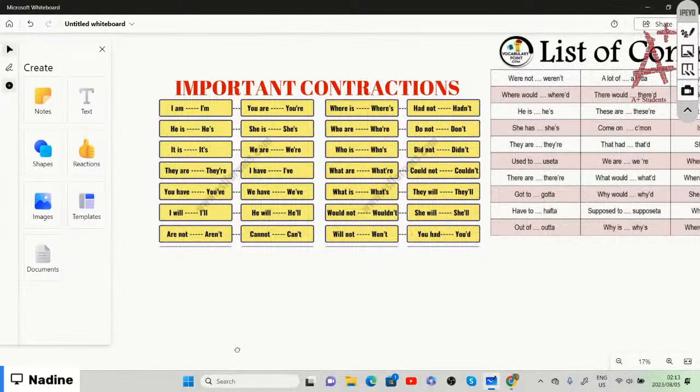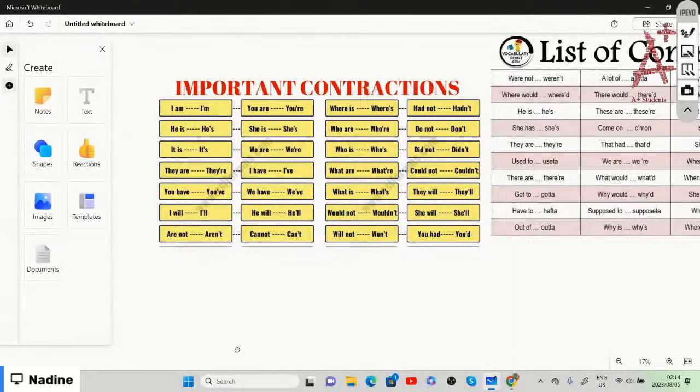Then we have what are, which is like what're. What is, what's. Would not, wouldn't, and will not is won't. Then we have hadn't, do not, don't, did not, it's didn't. So can you see, there's do not, which is don't, and did not is didn't, could not is couldn't, they will, they'll, she will, she'll, and you had is you'd.